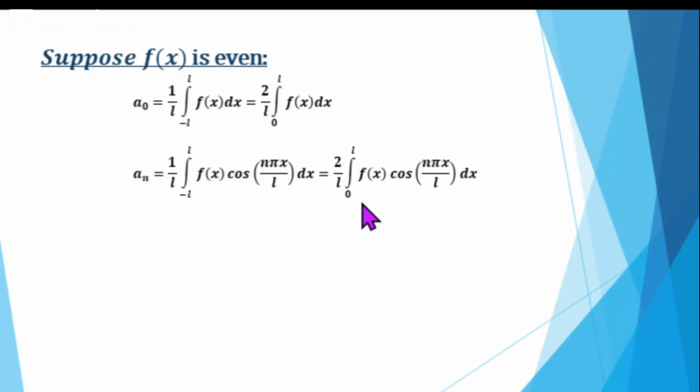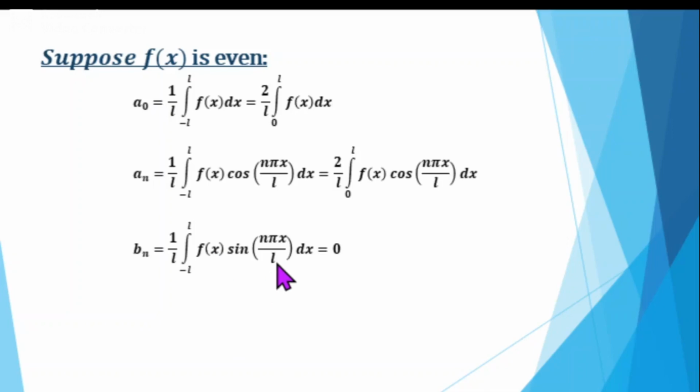Next, formula for bn, we have 1 by L integral from minus L to L f of x sin n pi x by L dx. Sin n pi x by L is an odd function. If f of x is even, this becomes the product of even and odd function. So the product will be an odd function. So value of bn, or value of the integral, will be 0 for odd functions.